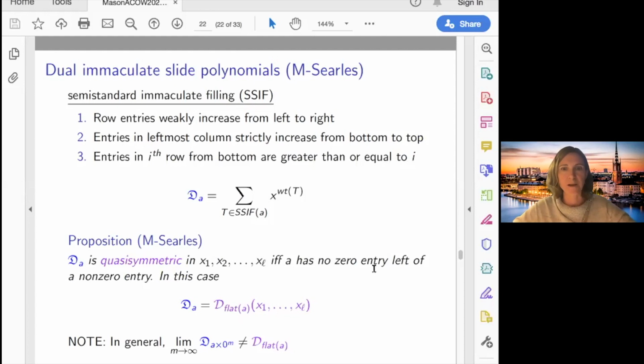So in other words, once you get a zero, you can't have any non-zeros after that. But that's the only way you're going to get to QSym from these. So there's not a limit. There's not like a stable limit like we saw for the quasi keys on the fundamental slides. You can't actually take a limit and get to your dual immaculates. And so that's one of the things that's sort of different in this Young picture, because the dual immaculates really fit in the Young picture. So that's something that's different here.